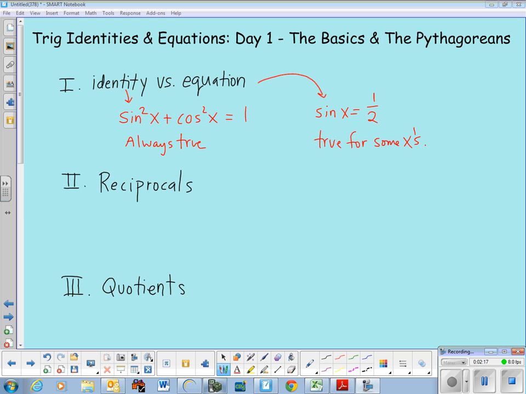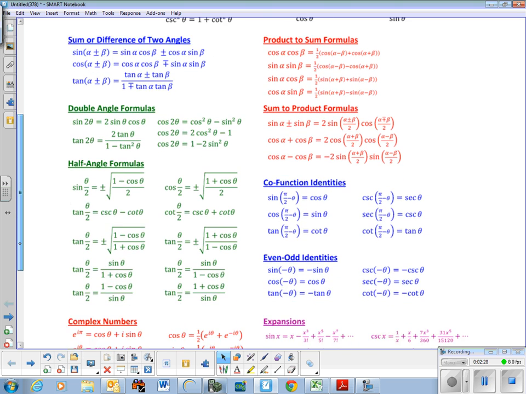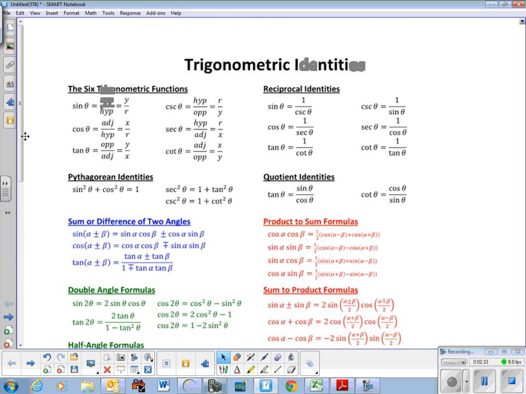All right, so these identities are what we're going to be working with for the majority of this unit. So I'm going to give you a sheet, and it's going to look like this. All of these identities. Beautiful page, full of identities involving trig. And what they're going to do is expand the trig expressions that we can work with.